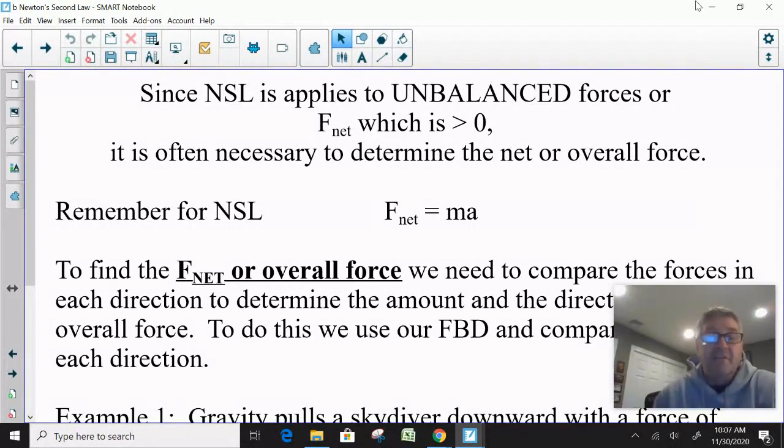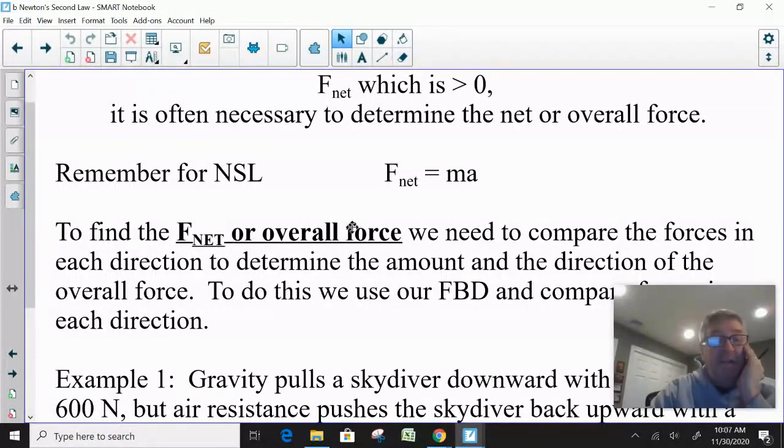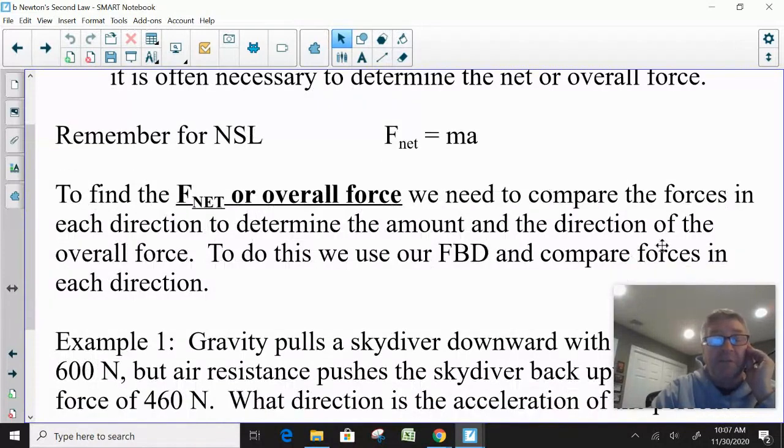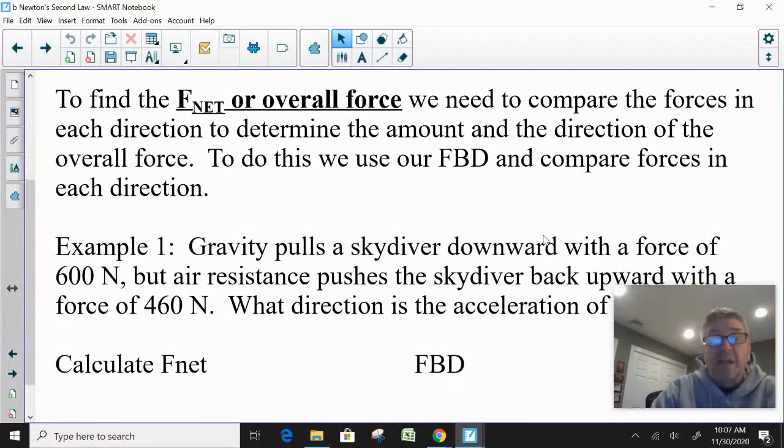So the trick to this is trying to figure out what the overall forces are by using a free body diagram, and then trying to figure out what the net force is. Then you set that net force equal to ma, and that should allow you to calculate anything. So we need to find the net or overall force. And it's really just a comparison. It's kind of like a tug of war. So you draw the free body diagram, you compare the forces and see who wins and by how much and in what direction. So I want to do a couple of quick examples in your notes.